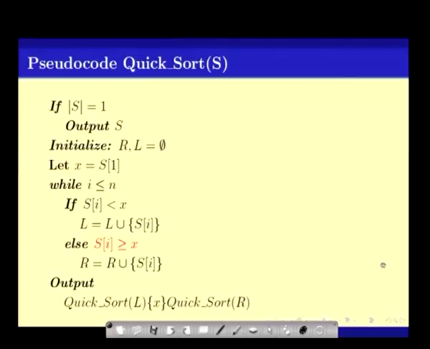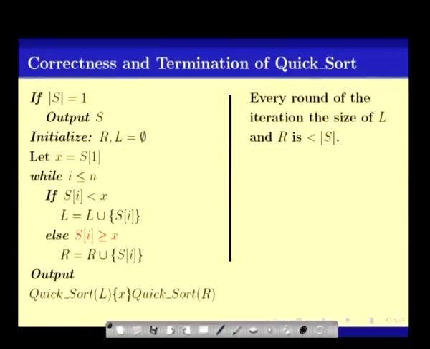The algorithm is a recursive call, and thus proving the termination and correctness of the algorithm can be a bit tricky. Also, we will need to look at the running time of this algorithm.